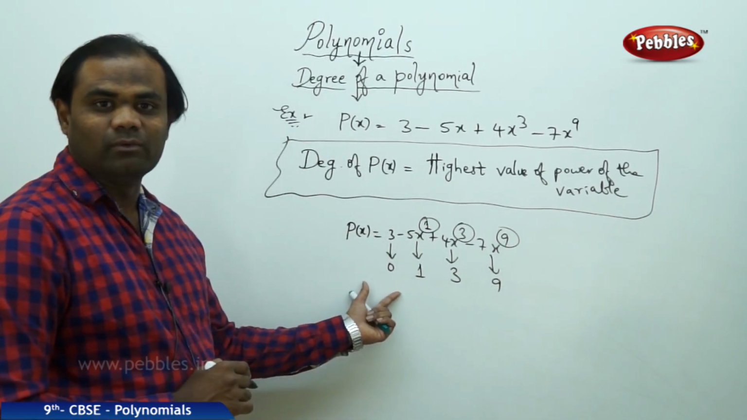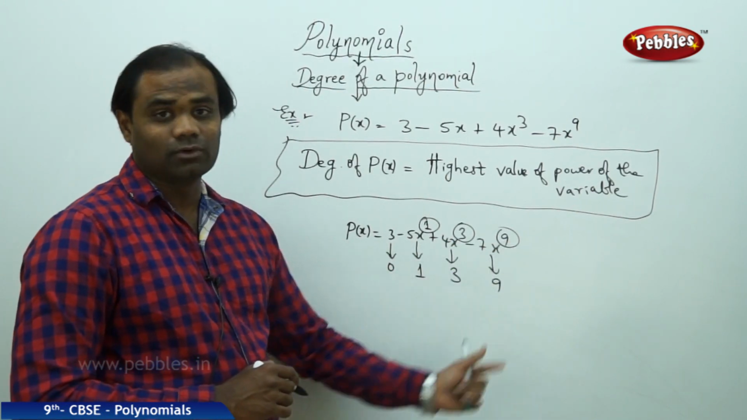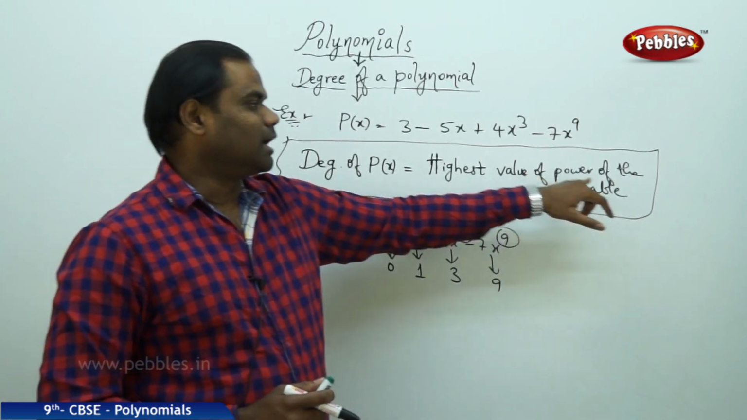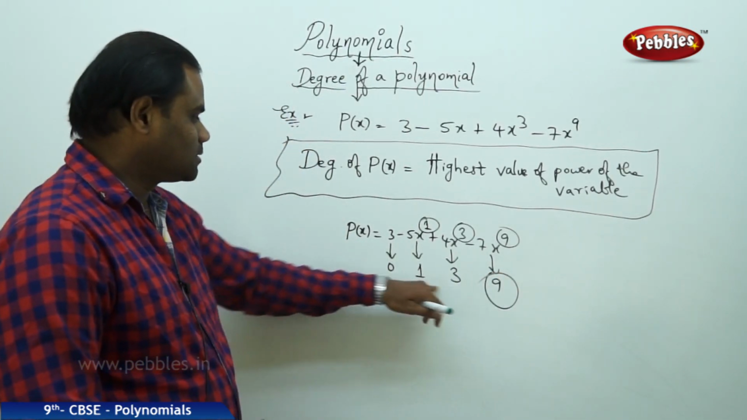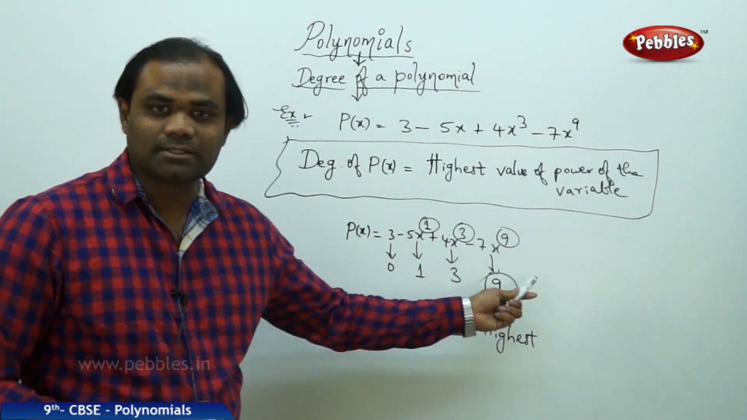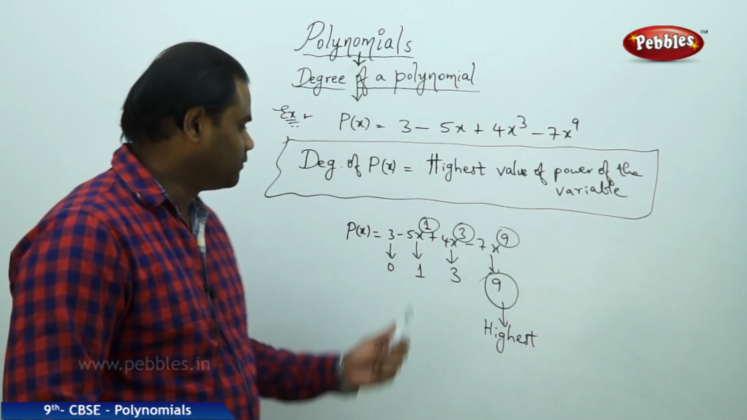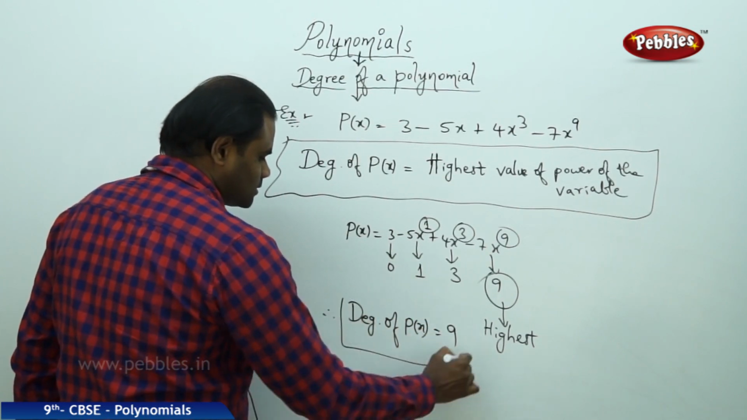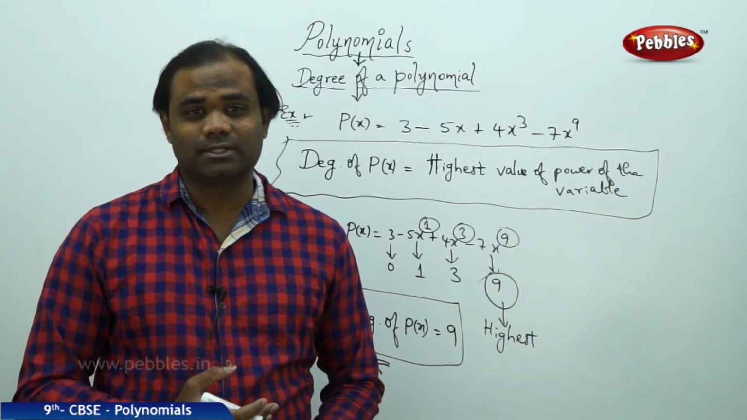So each term has its own variable value. Now here, the first term has the power of x 0, the second term with 1, the third term with 3, and the fourth term with 9. Now the definition comes, the degree of the polynomial, the whole of the entire polynomial, is defined to be the highest value of the power of the variable. Now, which is the highest value of the power of the variable? We select the powers, and finally, I find this to be the highest. This is the highest, and hence, this is the degree of the given polynomial. Is how we understand the degree of the polynomial P of X. Therefore, degree of the given polynomial P of X is 9. Is how we understand in the most simple language. Let's see one more example to understand the concept more strongly.